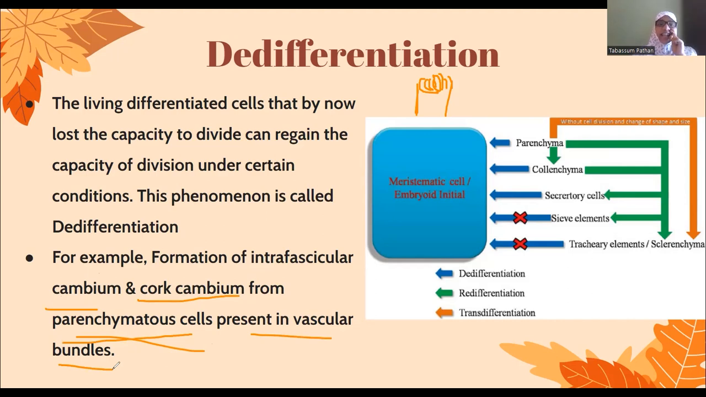So the living differentiated cells which lost the capacity to divide can regain the capacity of division again, and they can differentiate into some other types of cells.